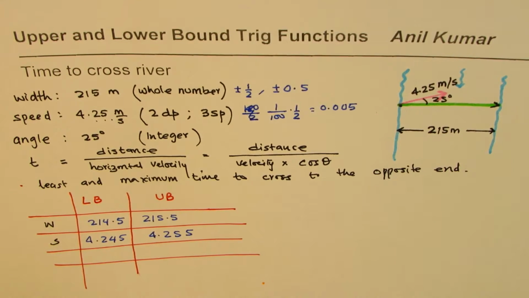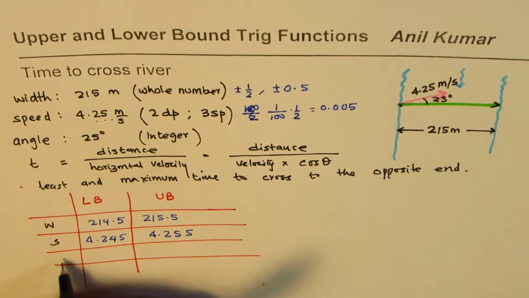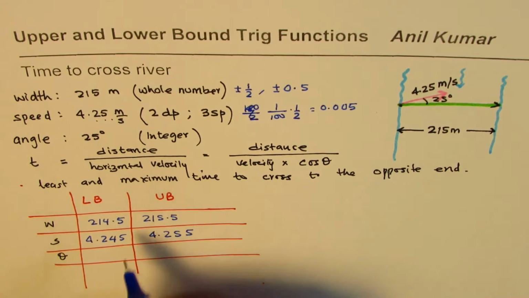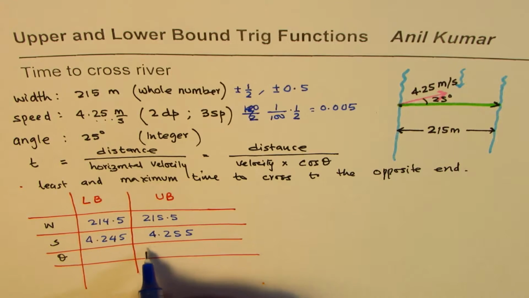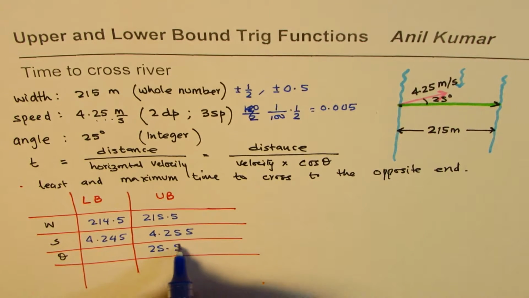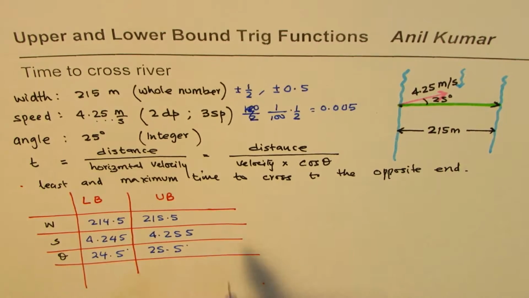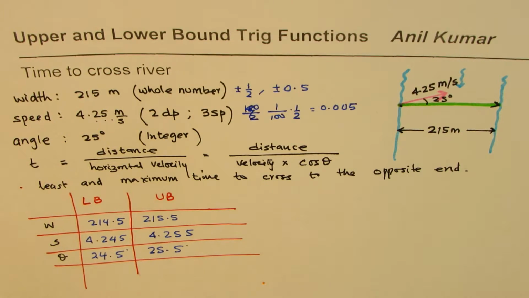Now as far as the angle is concerned, let's say theta is the angle, is 25 degrees. So 0.5 more will make it 25.5. 0.5 less will make it 24.5. Is it okay? So that is in degrees. Anyway, units are written there. We'll take care of units later.